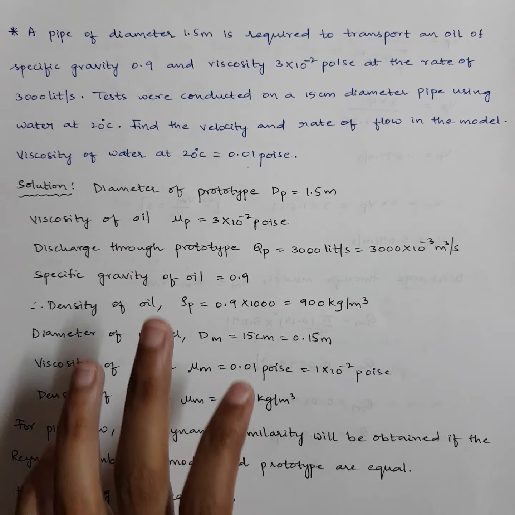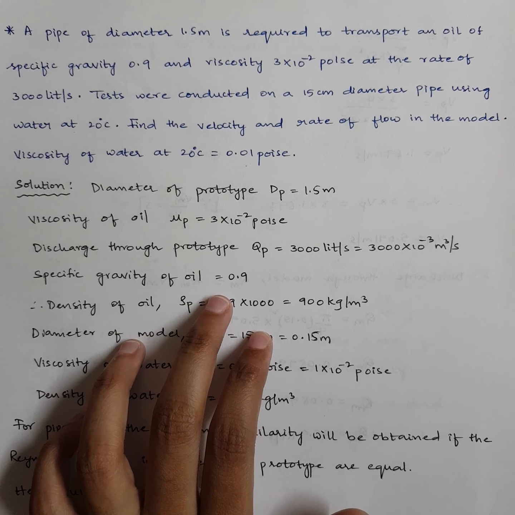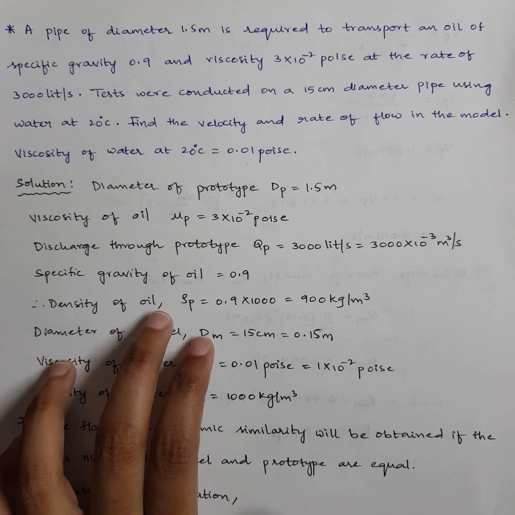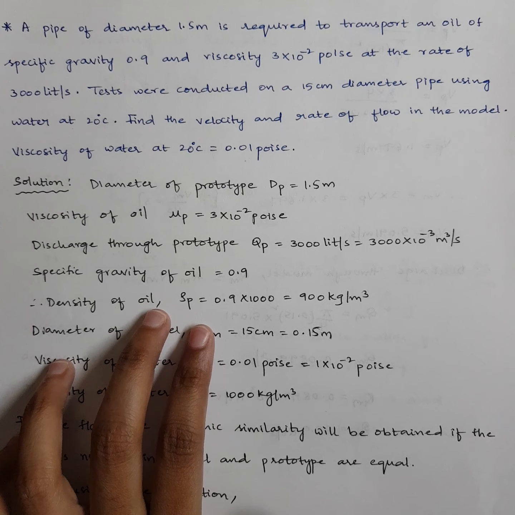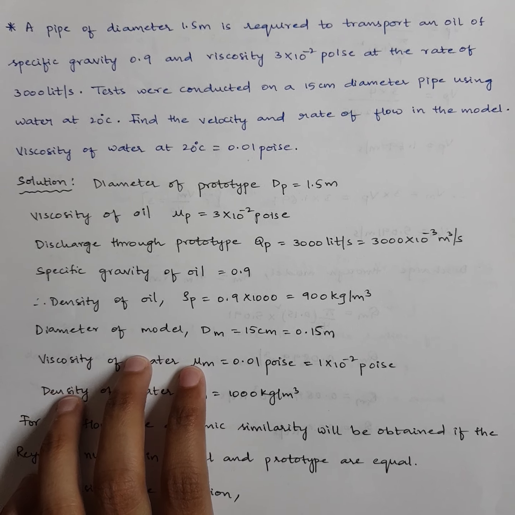Next, the specific gravity of oil is given as 0.9, but we don't require specific gravity in the Reynolds number. We require density. So write the density of oil, rho p, as S into 1000, 0.9 into 1000, 900 kg per meter cube. Next, let's write for the model now.